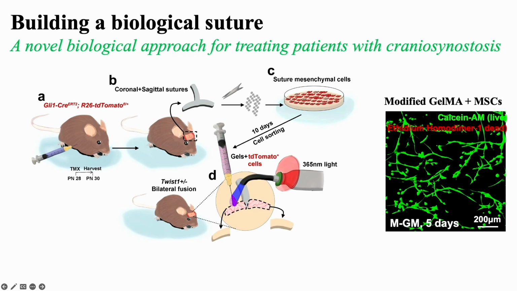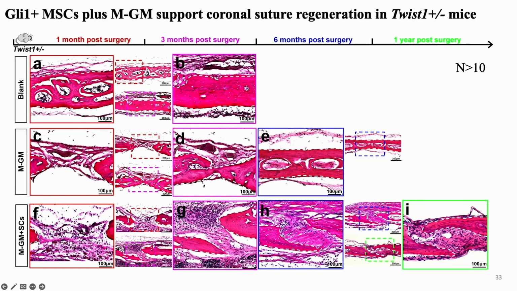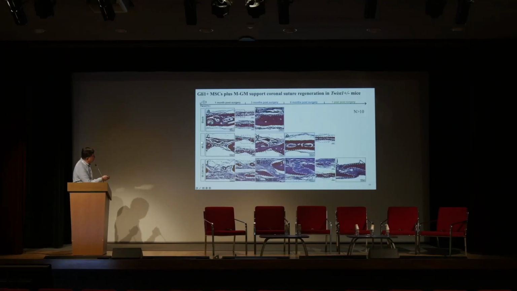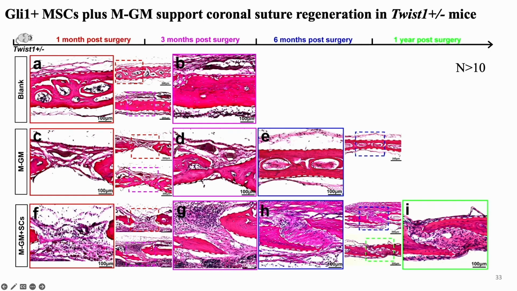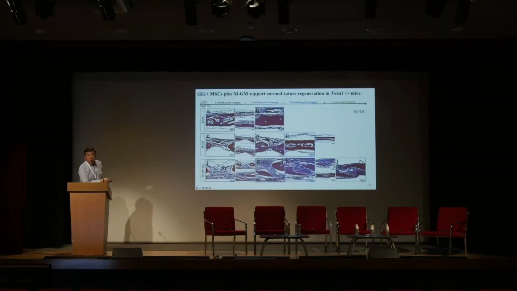That's what we did. And by doing that, in these 3 different groups, here's the control. Basically, we remove the fused suture, put in nothing. Or we just place the biomaterial, modified GelMA. Or we use modified GelMA combined with stem cells. Only this group, as you can see, after 6 months or a year, we get this beautiful regeneration of a coronal suture with overlapping frontal and parietal bone.